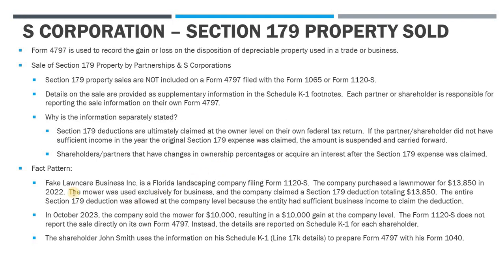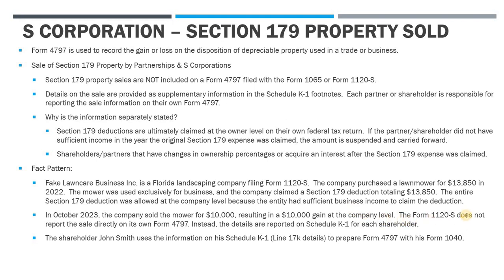So if we look at the fact pattern here, we have Fake Lawn Care Business Inc. It's a Florida landscaping company. And in 2022, the company purchased this lawnmower for $13,850. They used it exclusively for business, and they claimed a Section 179 deduction on the property for the full amount, so $13,850. So the entire amount of the deduction was allowed at the company level because the entity had sufficient business income to claim the deduction.